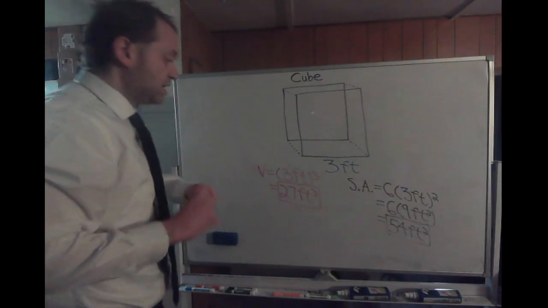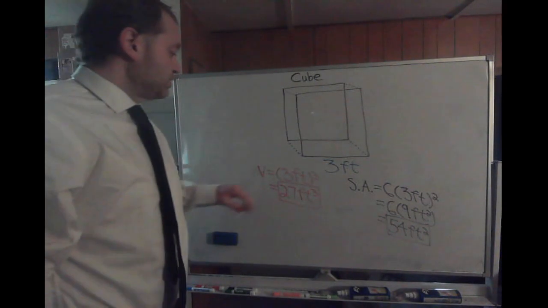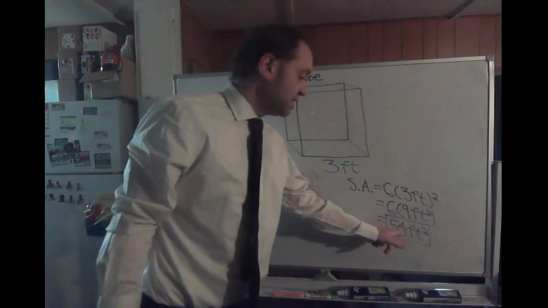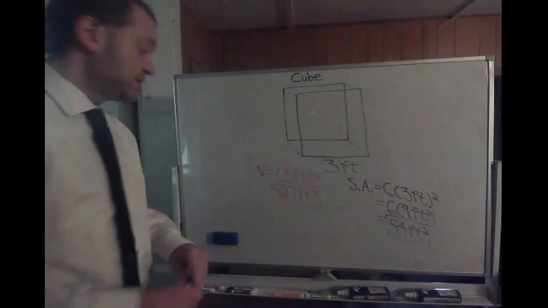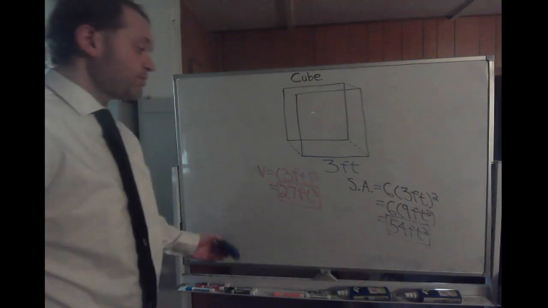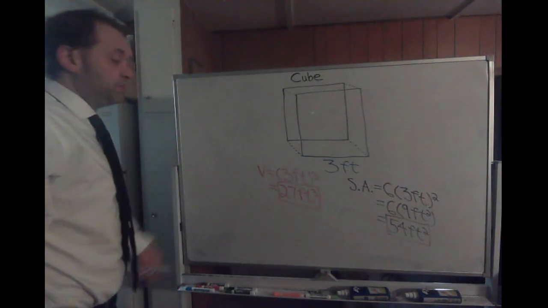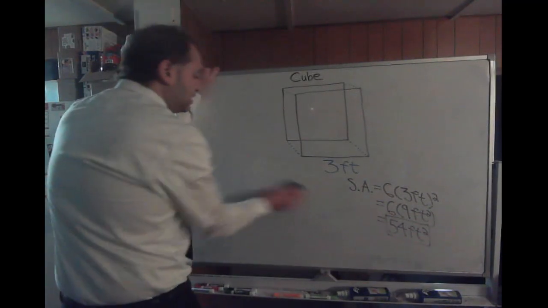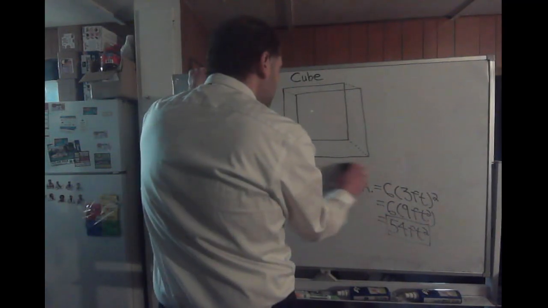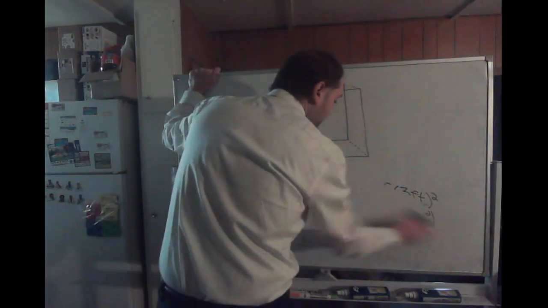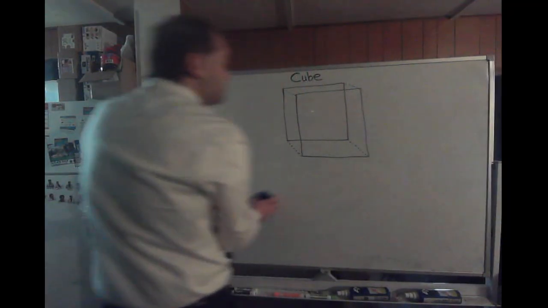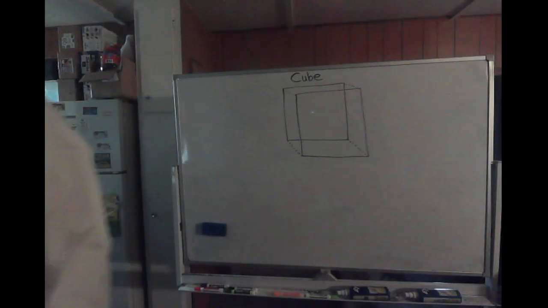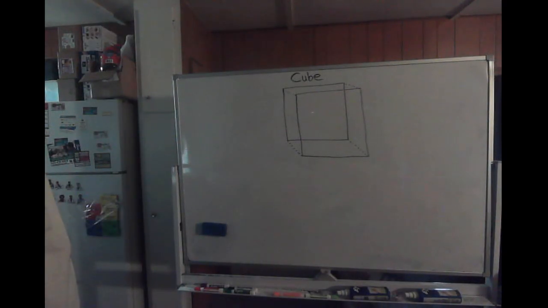So your volume is always in cubic units. Your surface area is always in square units. That would be the answer to those. And I got more examples here. This isn't going to be a very long lesson either, because cubes are quite honestly very easy to deal with as far as what to do for surface area and all that.